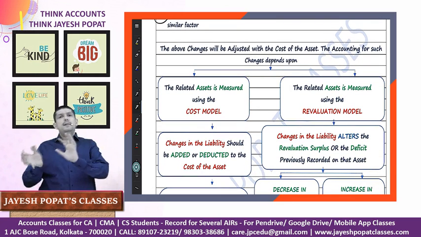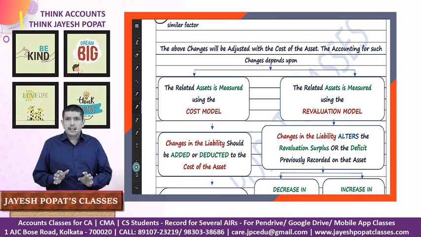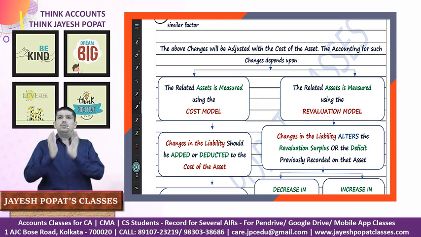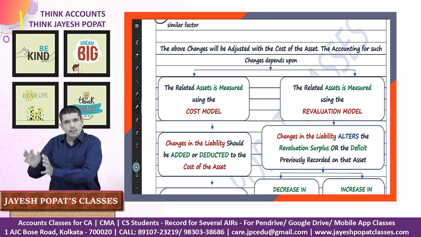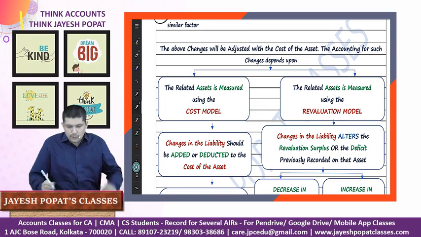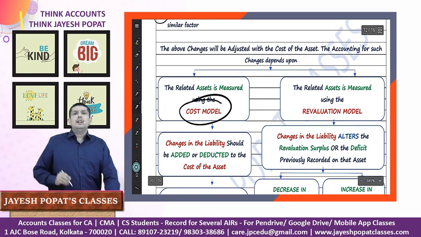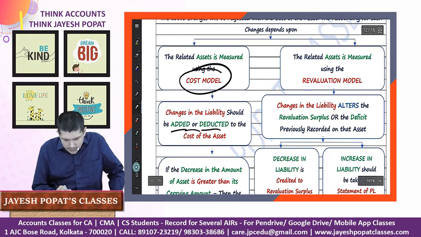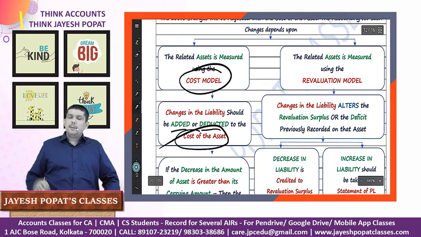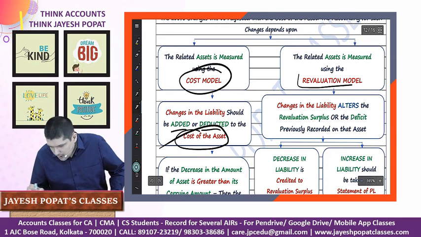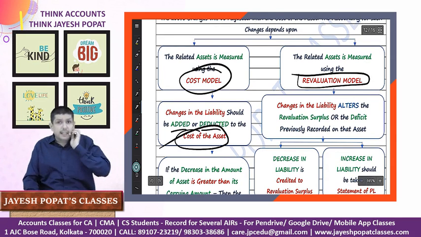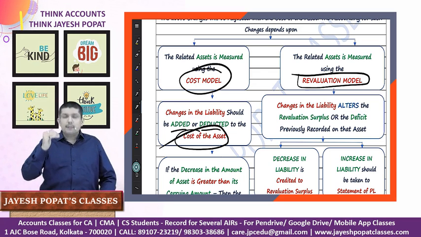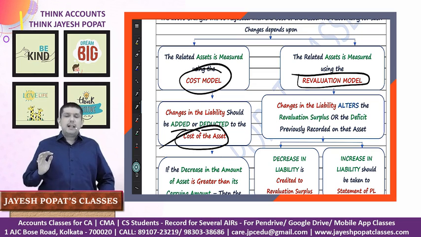That change should either be added to or reduced from the cost of your asset, but your asset could be carried in two different ways, right? You could choose a cost model or you could choose a revaluation model. So if you are choosing the cost model, then any change in the liability should be added or deducted, meaning adjusted, with the cost of the asset. But if you are choosing the revaluation model, in that case it is absolutely pertinent that your asset is appearing at its fair value in the balance sheet, right?